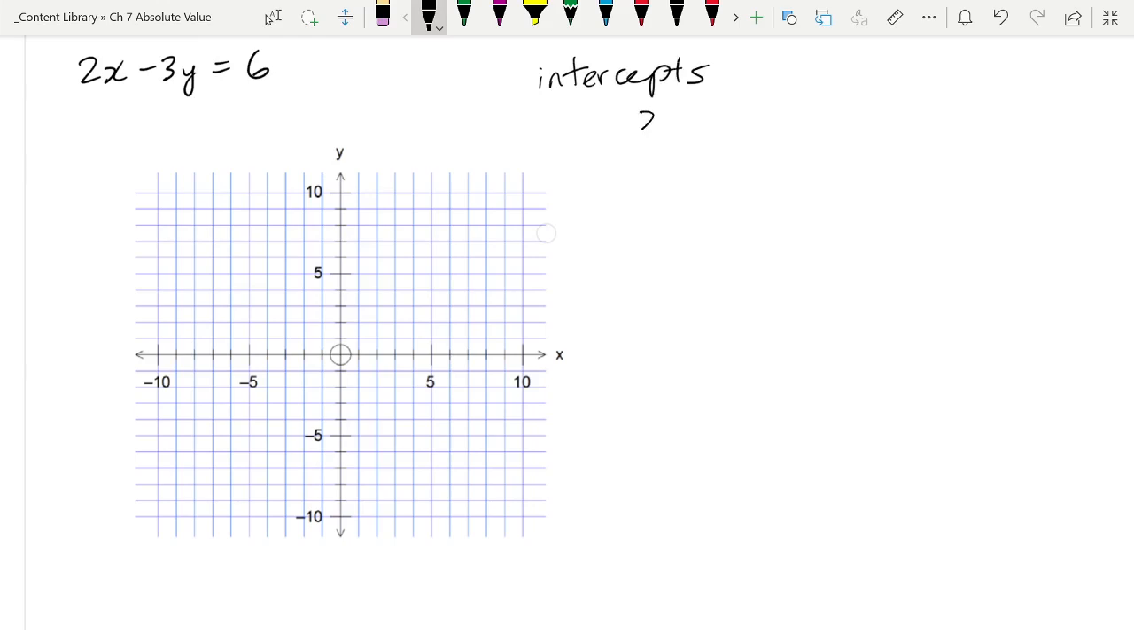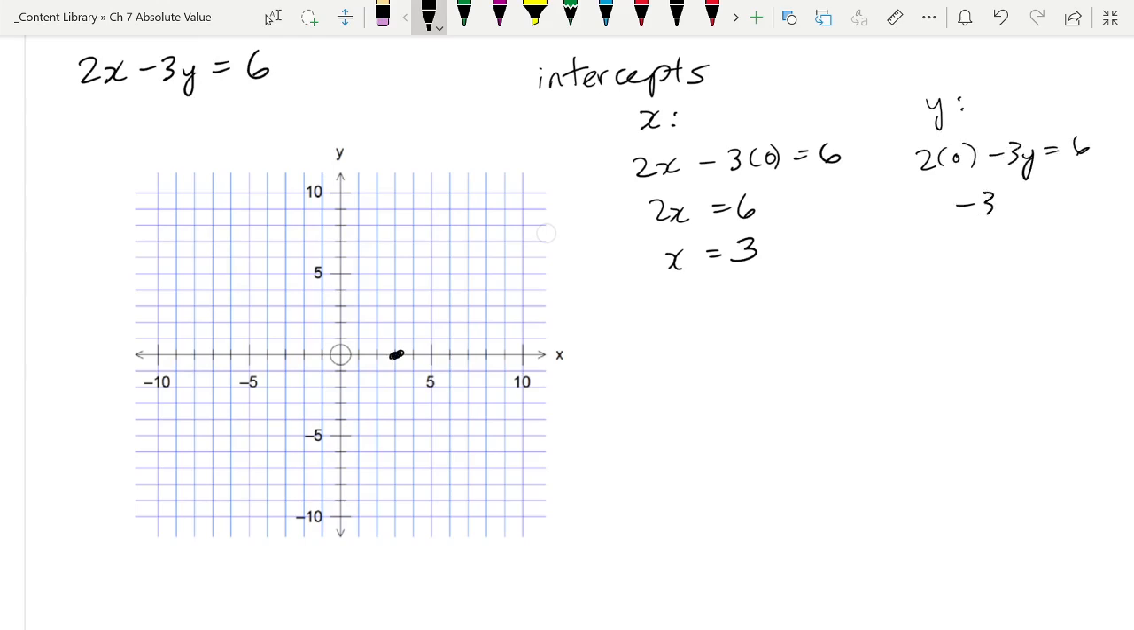right? The x-intercept happens when y is 0. So 2x minus 3 times 0 equals 6. So 2x is equal to 6, so x is equal to 3. So there we go, 1, 2, 3. And the y-intercept happens when x is 0. So y is negative 2, and there we go. Done. We got it. So there's one strategy.